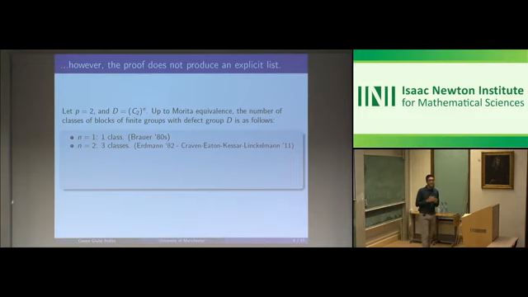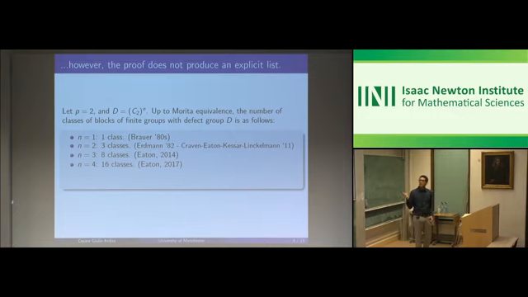This was done by Hartmann in '82 over the field K, and then by Craven, Eaton, Kessar, and Linckelmann in a paper from 2018. For n equals 3, there are 8 classes, which was done by Eaton in 2014. And for n equals 4, there are 16 classes, which was done by Eaton in 2017.